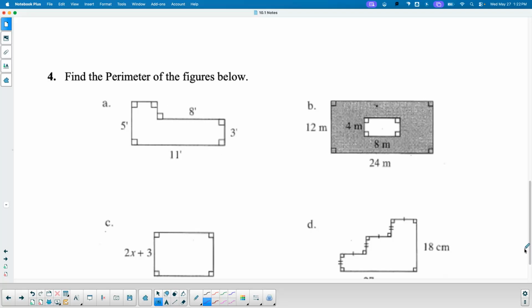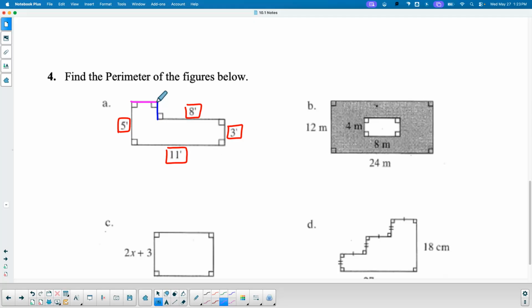Okay? So I know that this side is 5. I know that this side is 11. I know that this side is 3. I know this side is 8. Uh-oh, I need this blue side right here, and I need this pink side right here in order to complete my walk around the outside.